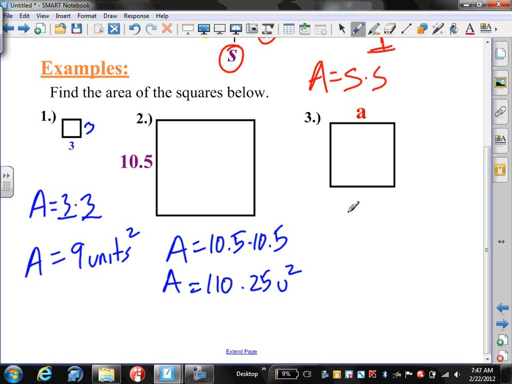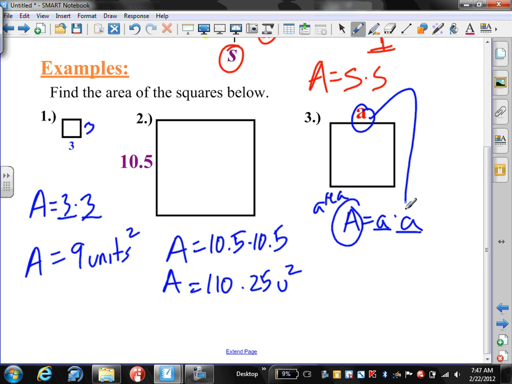For the last one, we could do it with variables. Area equals dimension times dimension. In this case, our dimension is little a and little a. We always reserve capital A for area, and we always reserve smaller case letters for dimension. So I want to point that out as well. So in this case, the area of the shape is little a squared, and again, units squared. So a little introduction to area.